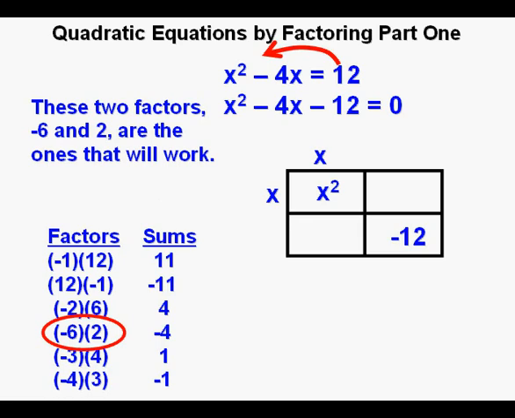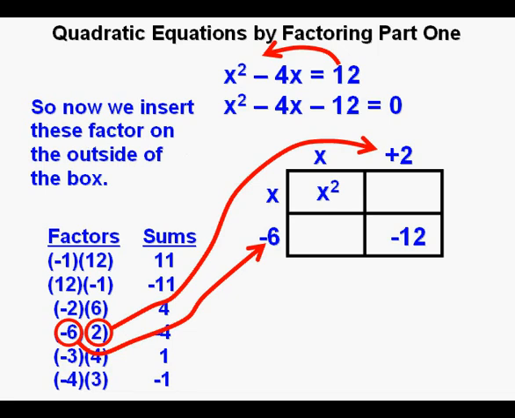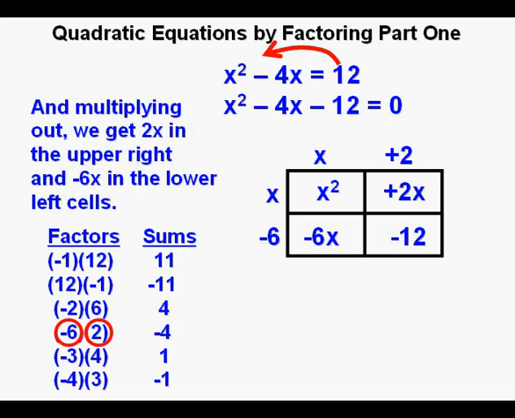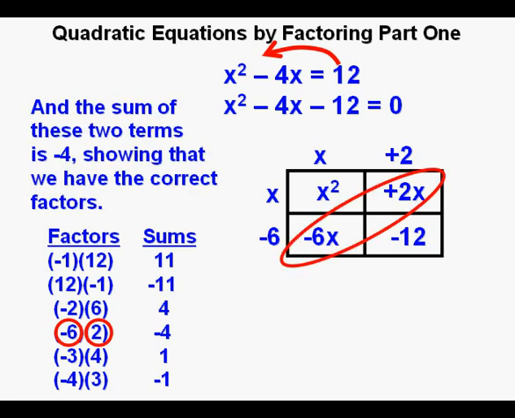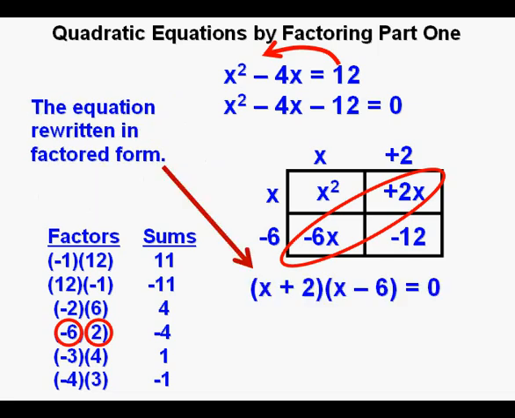We insert these factors of negative 12 to the top and to the side of the box here. We have the negative 6 on the left side and the 2 on the top of the box. And multiplying out, we get 2x in the upper right cell and negative 6x in the lower left cell. We see that the terms in these corners of the box sum to negative 4x, proving that the factors are quantity x plus 2 and quantity x minus 6.